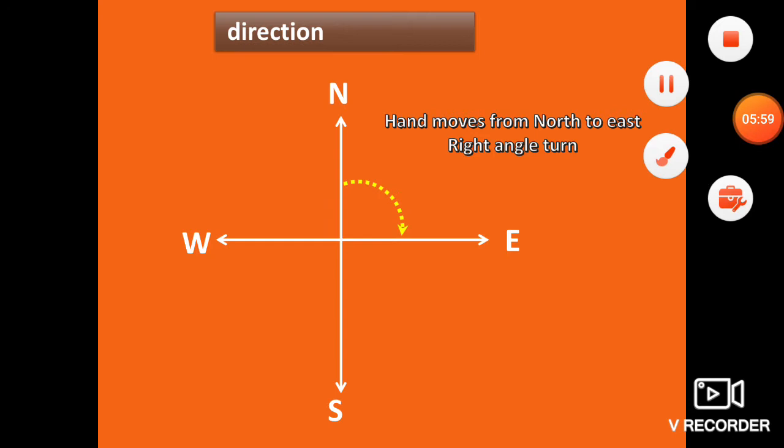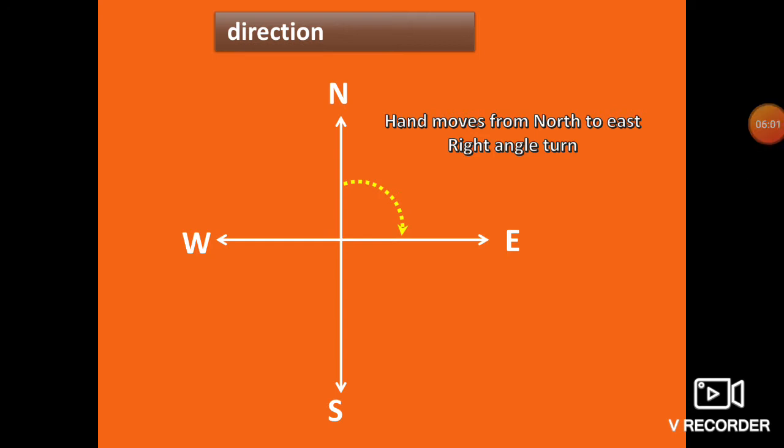We know 90-degree angle. Next, when the hand moves from north to south, that is 2 right angles. 90 plus 90, 180 degree, that is a straight angle. North to south is a straight angle turn. Remember, north to east is a right angle turn. North to south is a straight angle turn.